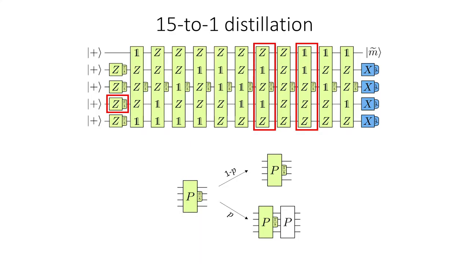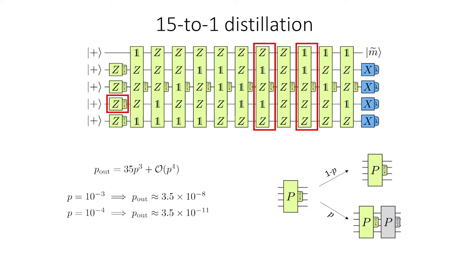However, there are some combinations of three pi/8 rotations that, if they fail, produce an undetected error. So for instance here, this Z flip flips the output qubit, but all of these measurements are flipped twice. So this will produce an undetected error on the output magic state. And there are 35 of those combinations, which is why people say that 15-to-1 distillation reduces the error from p to 35 p cubed, to leading order.